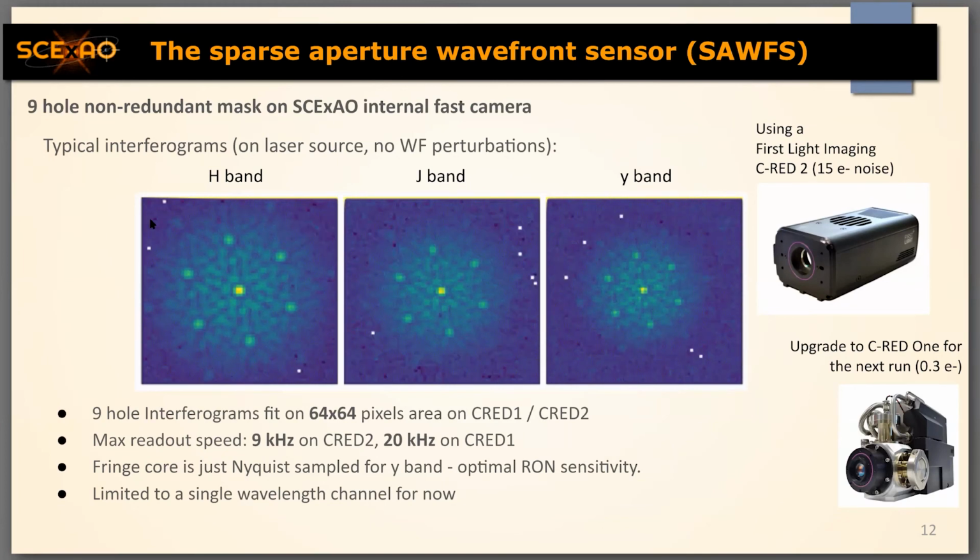So those are interferograms that were acquired on the laser source of the SCExAO bench. This is using a CRED 2, and an upgrade to a CRED 1 is coming up. So in our 3 main observing bands, we can read those extremely fast thanks to those fast cameras, and we have just about the right sampling to do this. So that's our sample, and that's how I set up the non-redundant mask, the sparse aperture wavefront sensor.